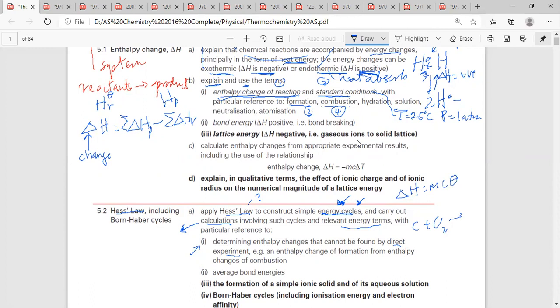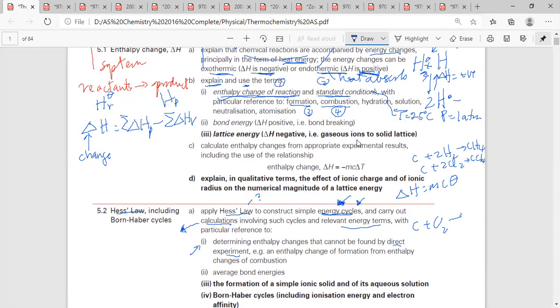But some reactions you cannot do like that. For example, how do you make methane? C plus 2H2 to form methane. You can't just put carbon and heat with hydrogen and form it. Or C plus 2Cl2 to give you CCl4. Cannot form. So you do it by other ways, which is done by the energy cycle. So, indirect.